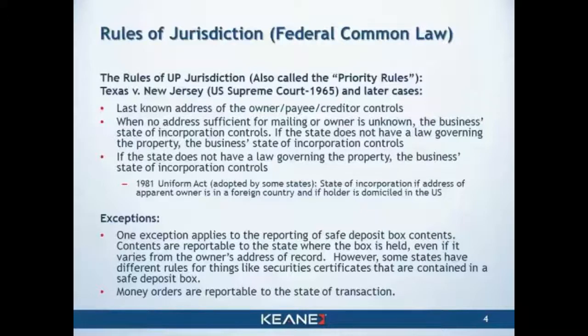And there are some exceptions to the priority rules, and the first one has to do with safe deposit boxes. If the safe deposit box is located in the state of Pennsylvania, yet my address is in New Jersey, the contents of the safe deposit box will go to Pennsylvania. So the box is going to the state of location rather than the owner's state of residence. And money orders are also an exception, and they are reportable to the state of transaction.